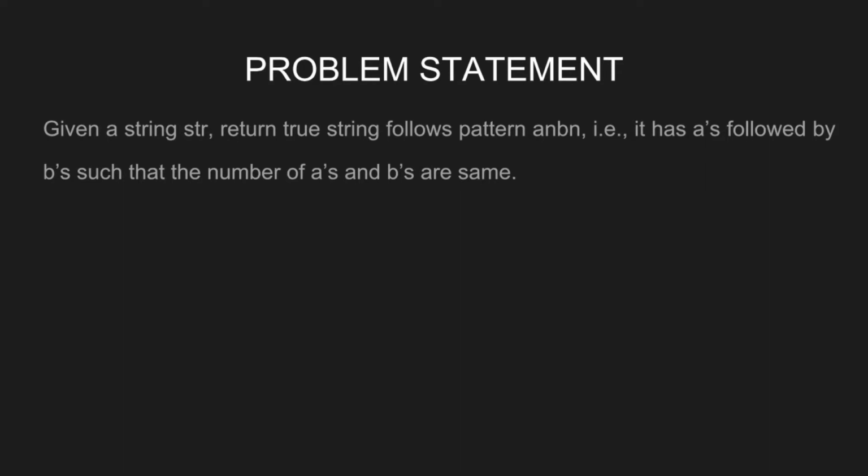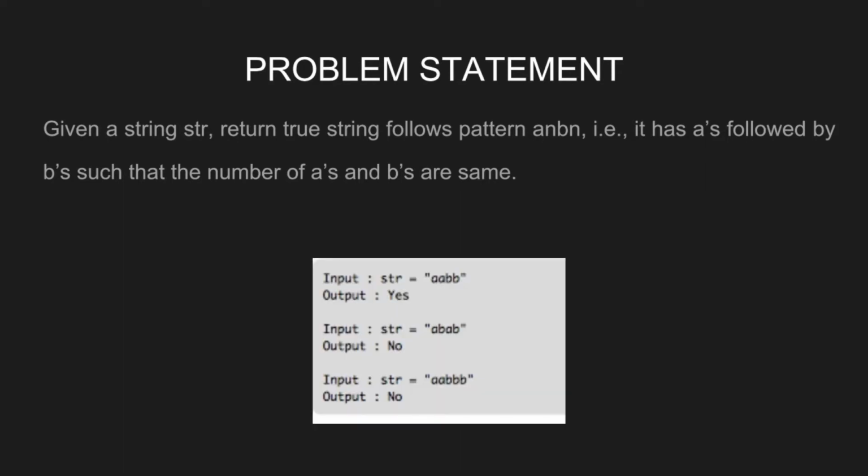For input string AABB, output will be yes, as we have two A's and two B's. For input string ABAB, output will be no, as we have B before A in this case. For input string AABBB, output will be no, as number of A's is not equal to number of B's.